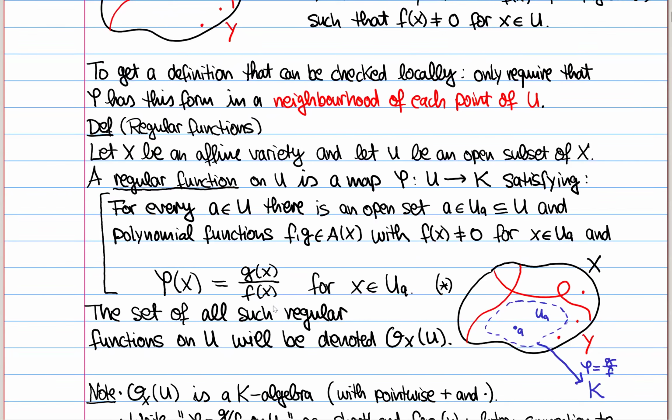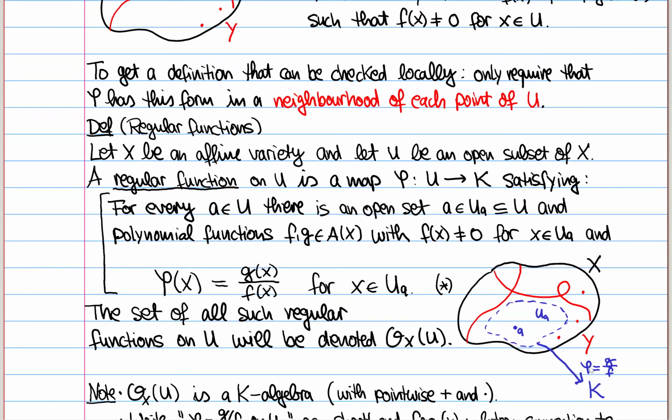So that's the full definition. That's a regular function. So somehow, instead of saying that there should be one pair f, g, such that on all of U, on all the parts, phi is given by g divided by f, you just say that around every point, on an even smaller open set, it must be given by such a function.